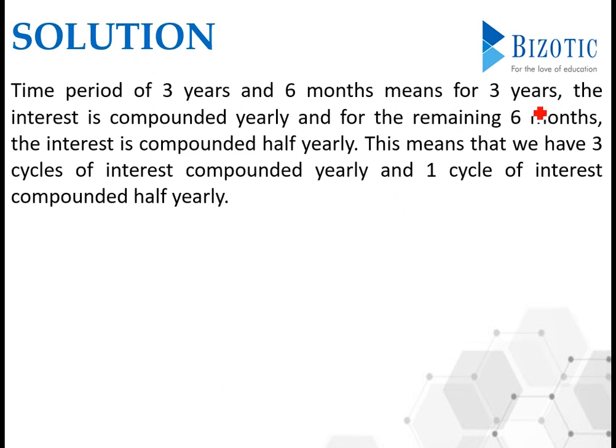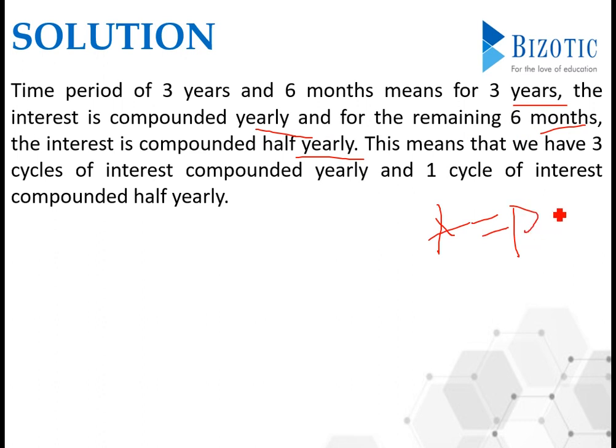Three and a half years means 3 years and 6 months. For 3 years the interest is compounded yearly, and for the remaining 6 months the interest is compounded half yearly. That's the reason why we have different formulas whenever the compound interest is compounded annually, half yearly, monthly, quarterly.